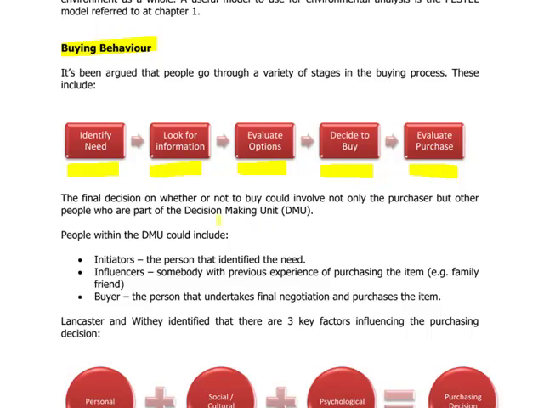And we're mentioning here something about a decision-making unit. The final decision whether to buy an item or not doesn't always just involve the purchaser. There may be other people involved in the decision-making unit, and this could be initiator, influencer, or buyer. The initiator is somebody that identified the need to start with. The influencer is somebody that influences the buying decision, and the buyer is the one that actually undertakes the final negotiation and purchases the items.